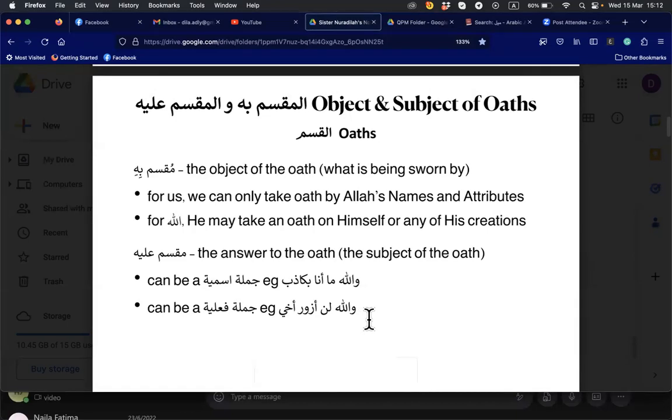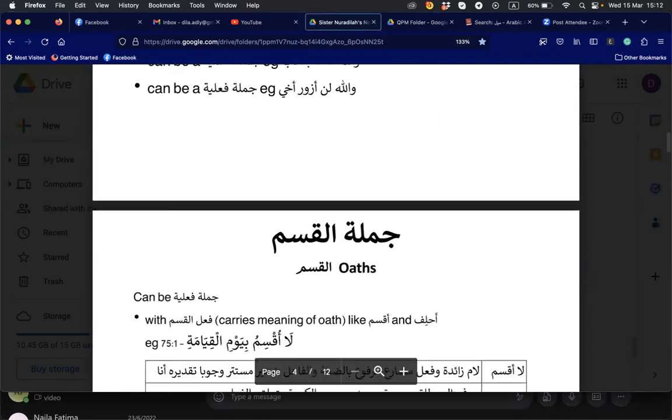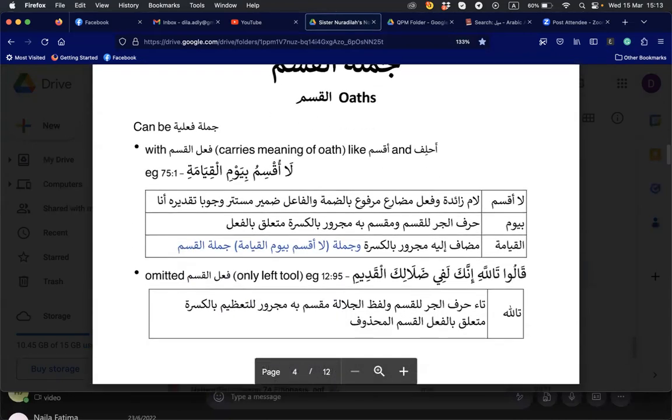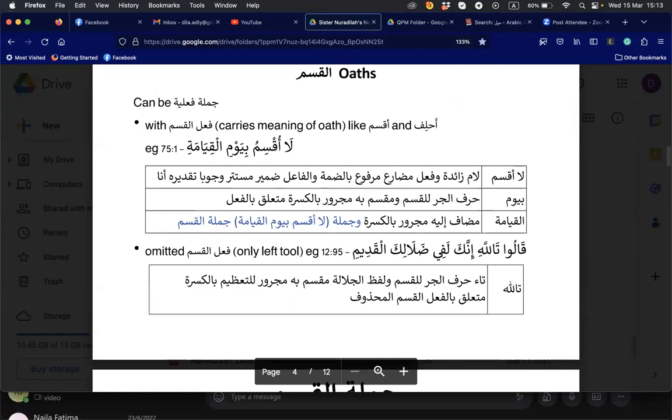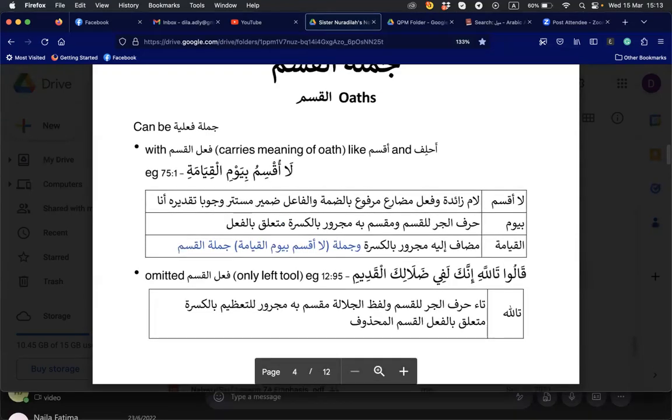So what's the translation? By Allah, I will never visit my brother. Yes, I will not, rather than I will never. Lan is a bit stronger than that. Yes, so I will not visit my brother. Right now, I'm angry with him. I will not visit him. So yes, it can be jumlah ismiyah, it can be jumlah fi'liyah. Now for the i'rab, basically, we start from the oath part, the first part, the jumlah qasam.